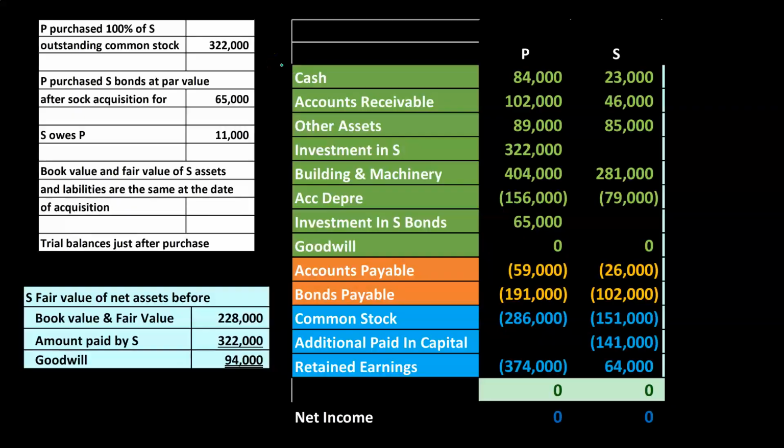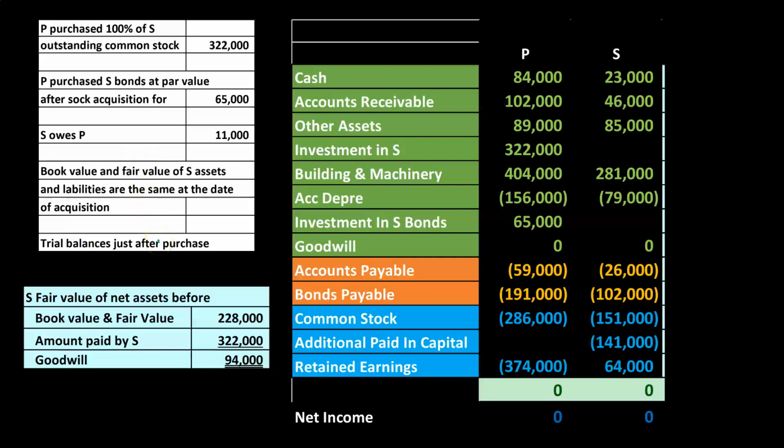Here is our information on the left. P purchases 100% of S outstanding common stock for $322,000. P purchased S bonds at par value after stock acquisition for $65,000. So we have an intercompany transaction with regards to the bonds. And we also note that S owes P $11,000. So we have another intercompany deal that we'll have to be thinking about, and we're going to add some more of these as we consider our consolidation process.